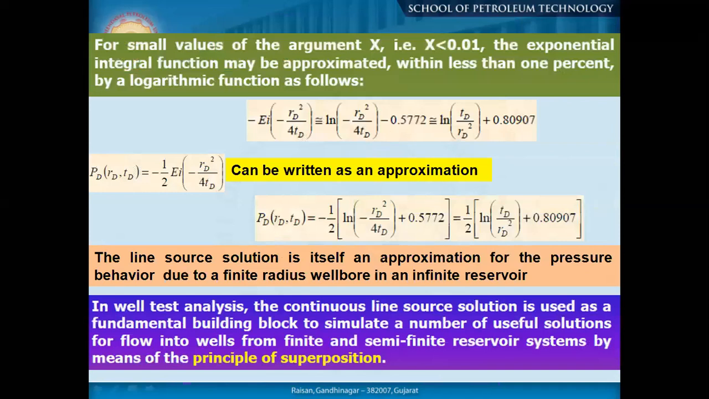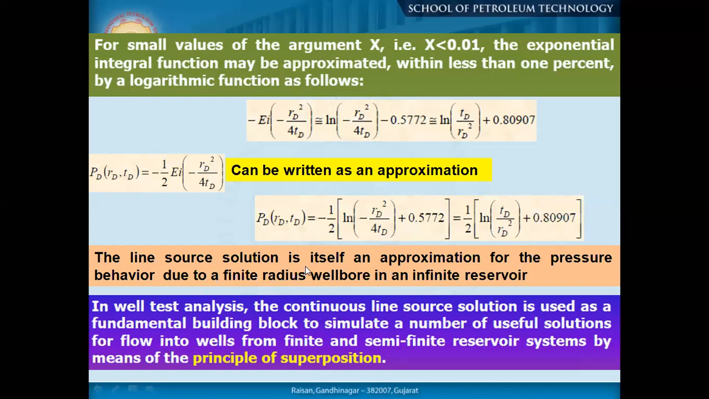Now I have summed it up in this form. For small values of x, less than 0.1, the exponential integral function may be approximated within less than 1% error by a logarithmic function. So these are our formulations. This is the dimensionless pressure pD, which can be written as an approximation of this. So pD, the dimensionless pressure at any specific radius and time of study, we have this formulation and we need to use it.